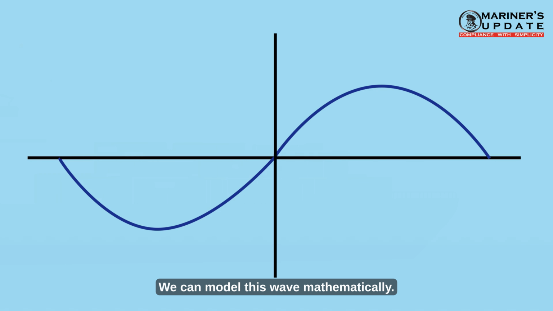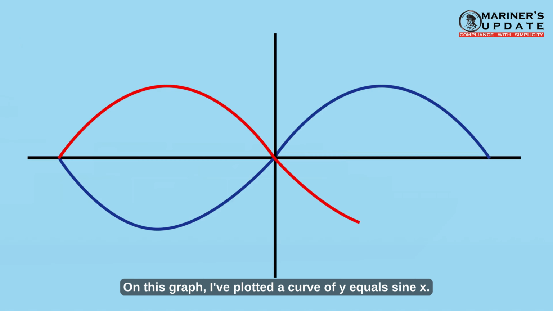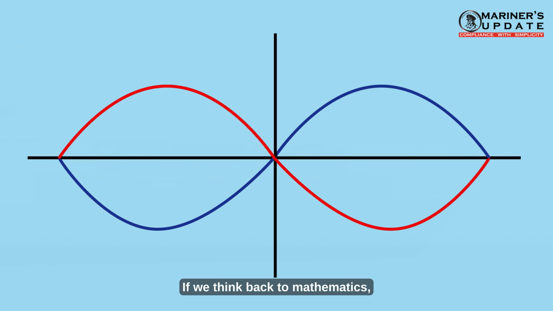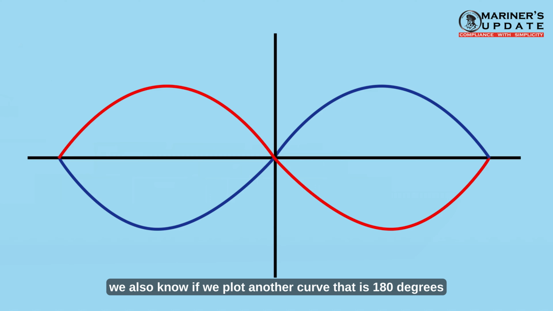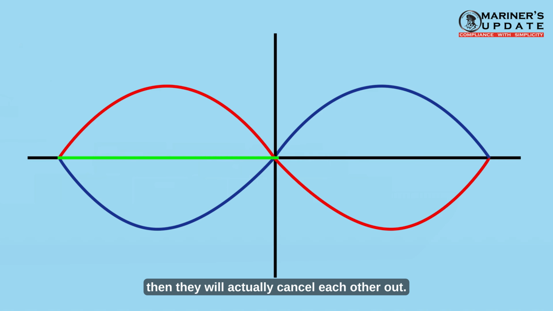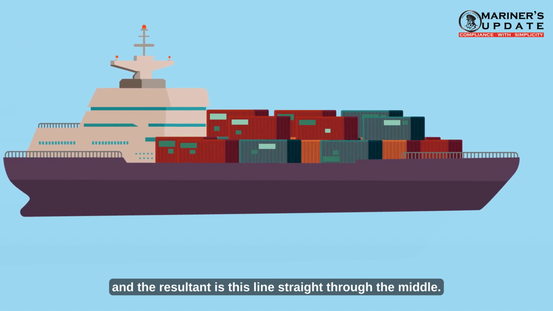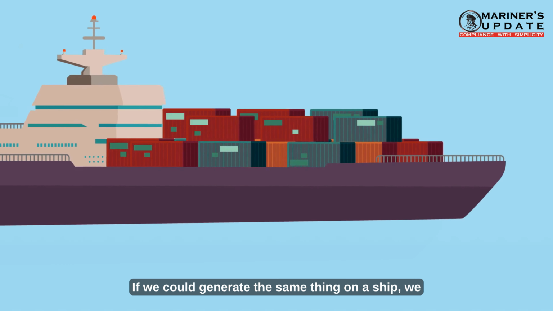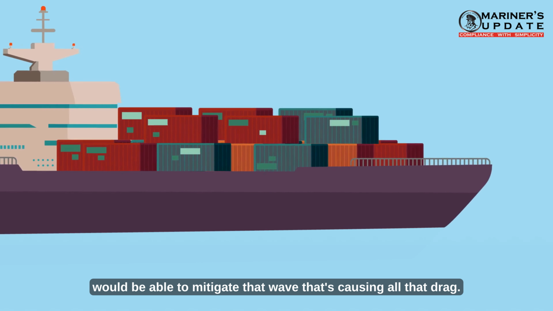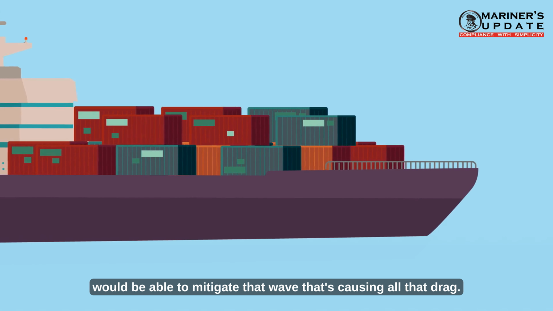We can model this wave mathematically. On this graph, I've plotted a curve of y equals sine x. If we think back to mathematics, we also know if we plot another curve that is 180 degrees out of phase with our initial curve, then they will actually cancel each other out. All you do is you add up each of the points along the curve, and the resultant is this line straight through the middle. If we could generate the same thing on a ship, we would be able to mitigate that wave that's causing all that drag.